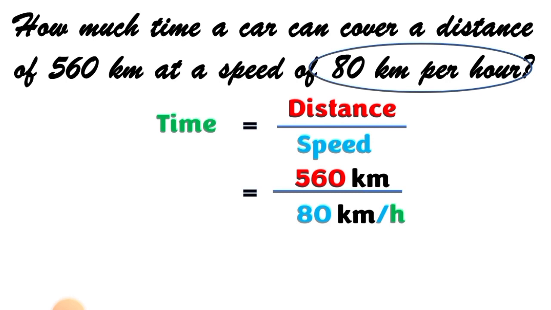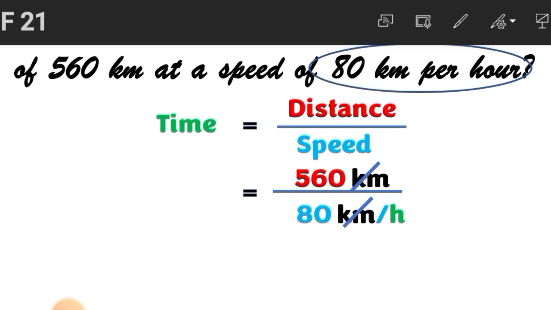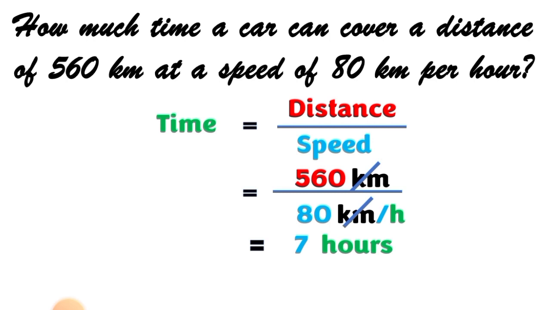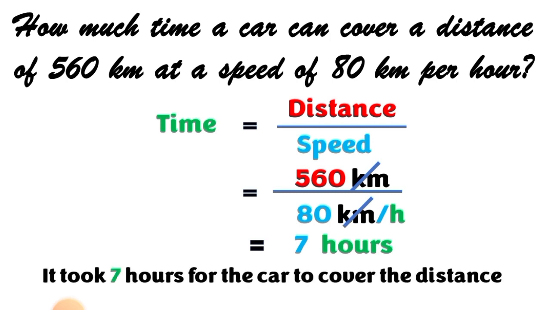So we can already cancel the unit of measurement for the distance, which is kilometer. And what is left is the unit of time, which is hour. 560 divided by 80 is equal to 7. And what would be our unit of measurement for the time? So, hours. Therefore, it took 7 hours for the car to cover the distance.